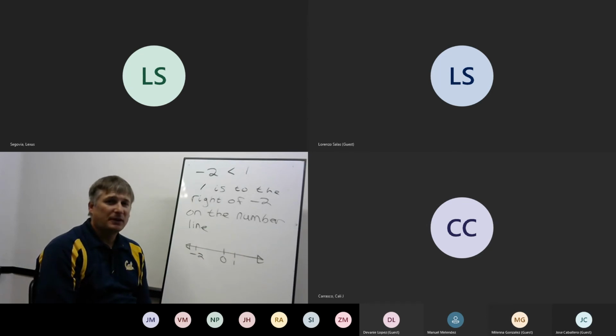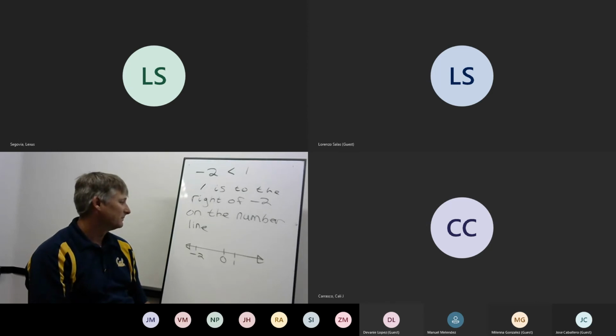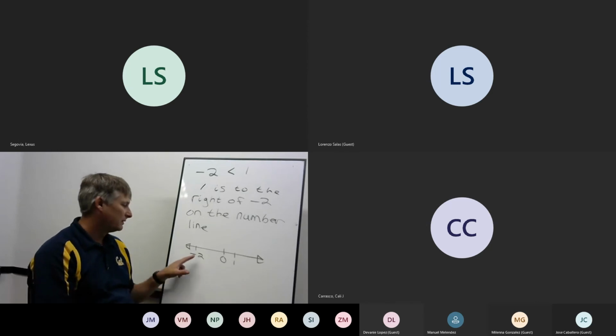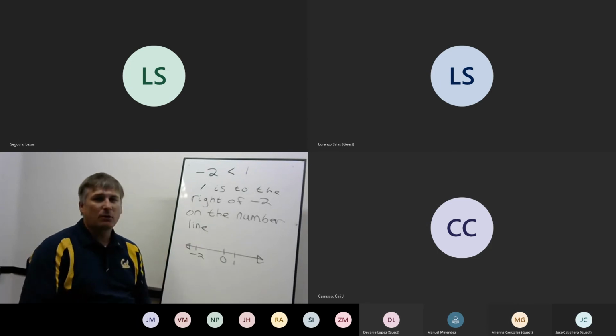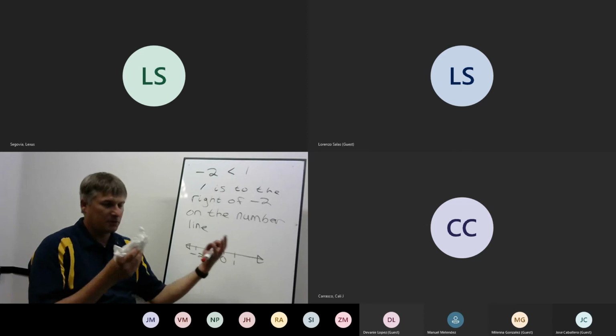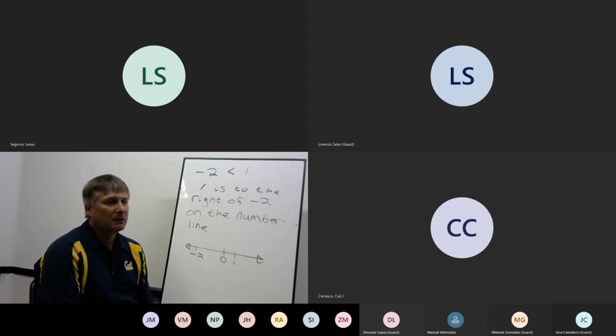So again, what this is saying is 1 is to the right of -2 on the number line. So there's 1, and there's -2. Right, left. So that's what these inequalities are telling us. Are you to the right, or are you going to be on the left?